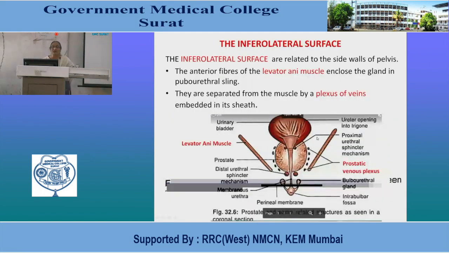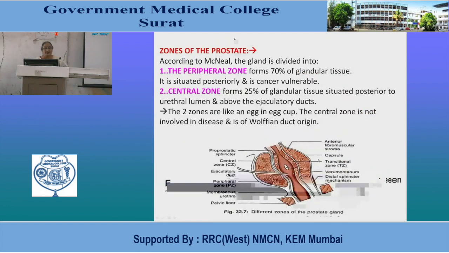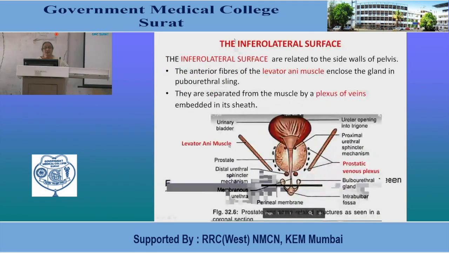Now, the third and fourth surfaces are the inferolateral surfaces of the prostate gland. The inferolateral surfaces of the prostate gland are related to the side wall of the pelvis, as it lies in the pelvis. So, the anterior fibers of the levator ani. You can see here in the diagram, this is the muscle called the levator ani. So the levator ani is visualized in the given diagram. The anterior fibers of the levator ani muscles enclose the gland in the pubo-urethral sling.